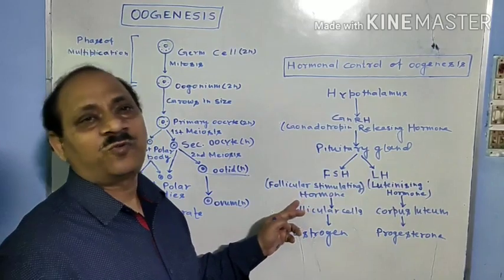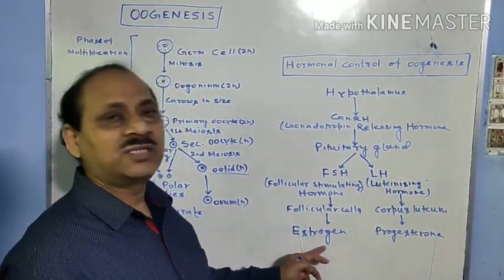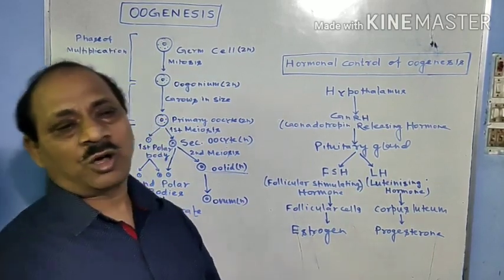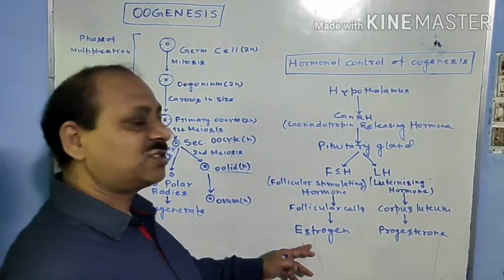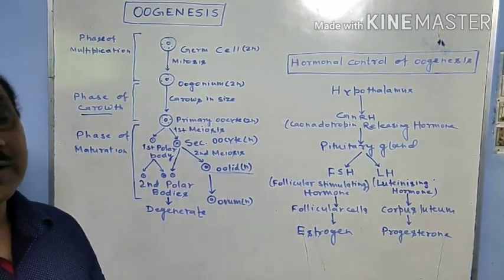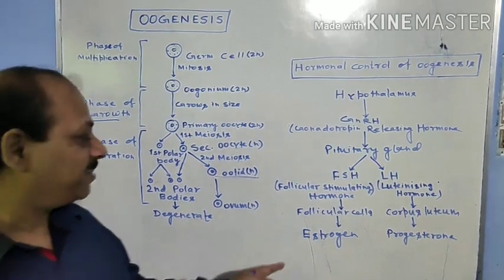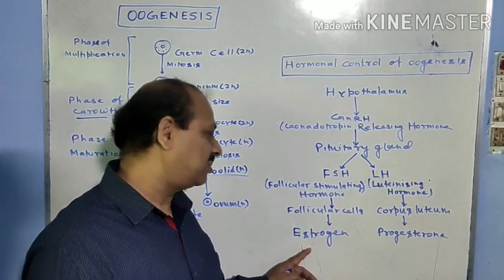FSH stimulates the follicular cells to secrete a hormone known as estrogen. It is also known as the female sex hormone. It stimulates the growth of female sex organs and develops secondary sexual characters in female.